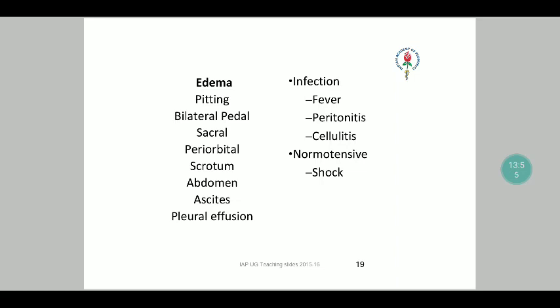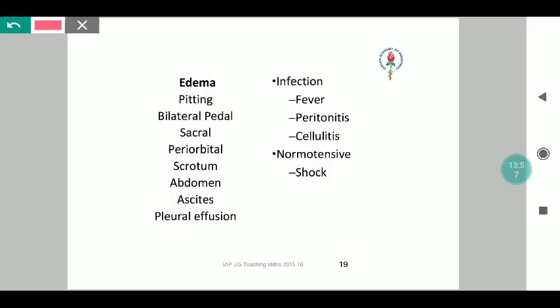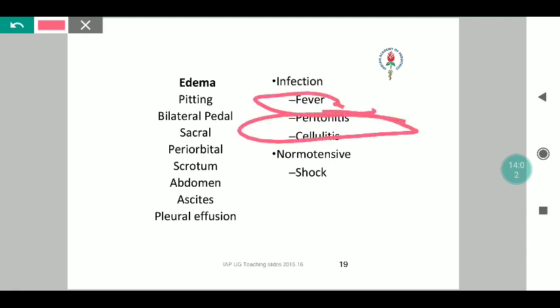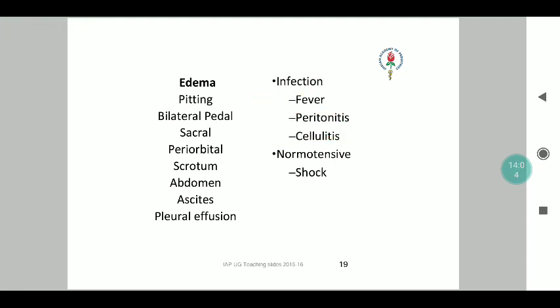Apart from that, it could be precipitated most commonly because of infections. So look for a focus of fever, look for peritonitis, look for cellulitis, and if the child is normotensive, do consider that the child could also be in shock.